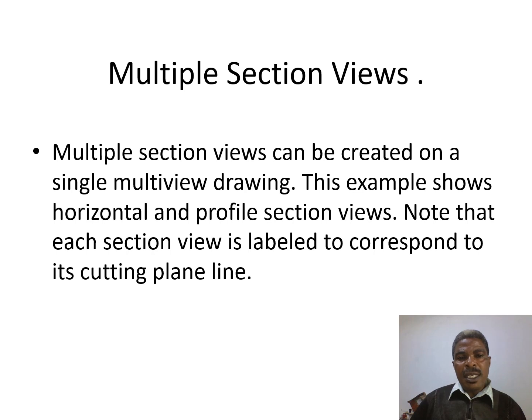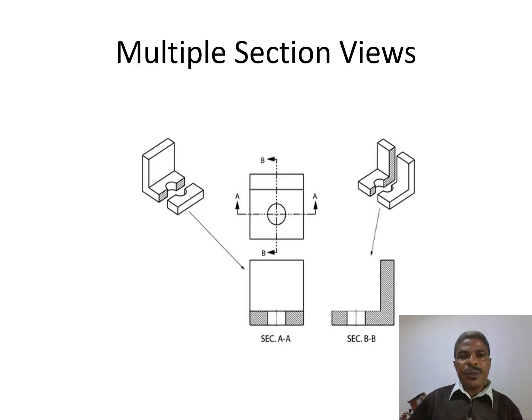Note that each section view is labeled to correspond to its cutting plane line. Let's have a look here. So this object here, I've got two cutting planes. The first one is A to A, and the second is B to B cutting plane. For the single object, the significance is to show the interior part of the object when it's cut.